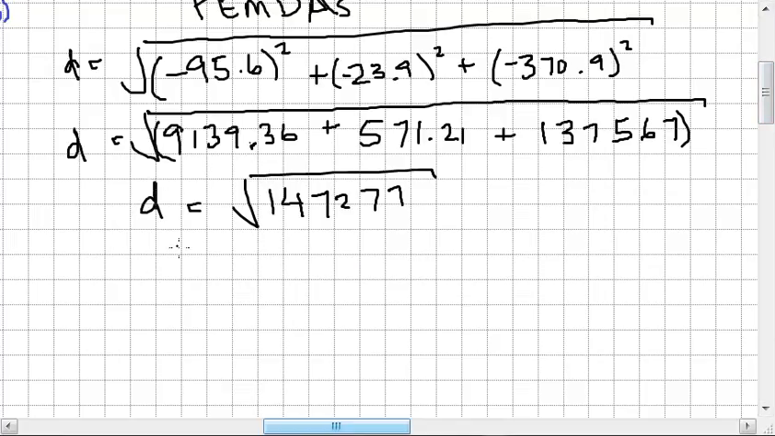And all you do is plug that into your handy dandy calculator, take the square root of that, and you get 383.767. Now, it's kind of ridiculous to write down a whole bunch of numbers like that, because you didn't have that kind of accuracy to begin with.